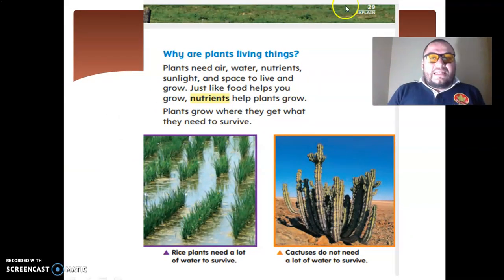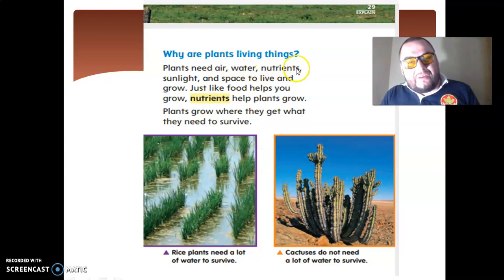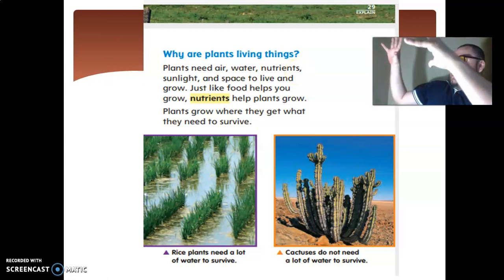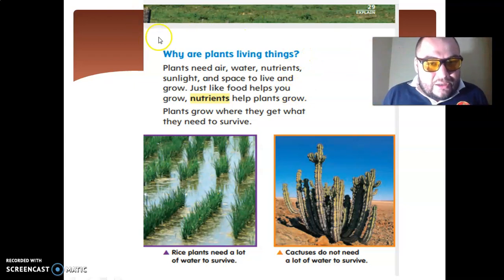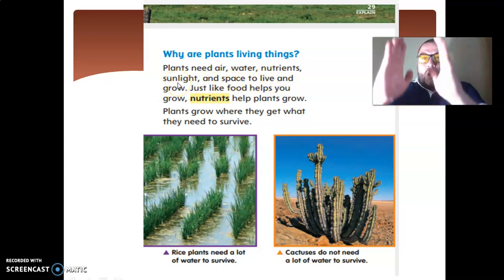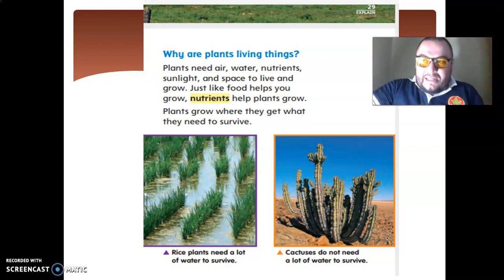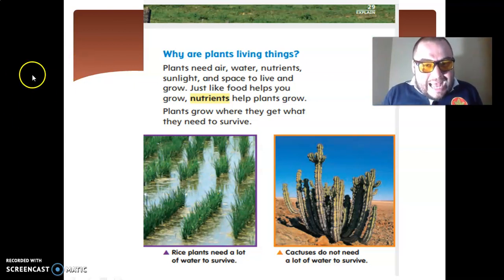Look. Living things. Ahora las living. What is living things? For example, the plants need air, water, and nutrients. Repeat after me. Nutrients. Nutrients. We need nutrients, right? Sunlight and space to live and grow. For example, one plant grows, right? Plants grow where they get what they need to survive.